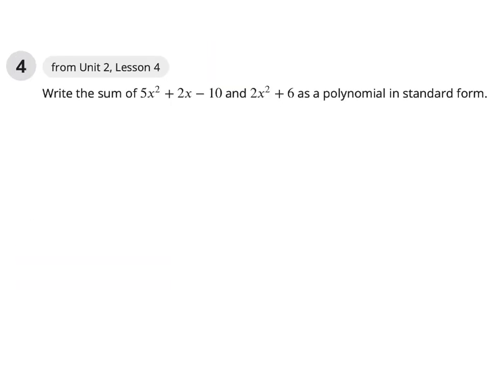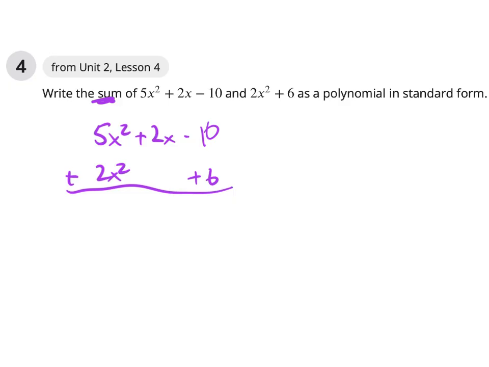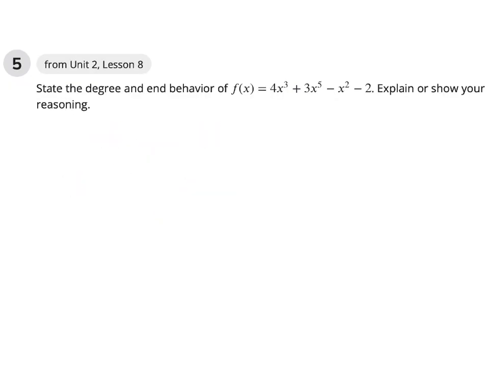Okay, so this is from a previous one. 5x squared plus 2x minus 10. The word sum means add. So we want 2x squared plus 6. And we get 7x squared plus 2x minus 4. And check the math on that. Make sure you get the right answer.